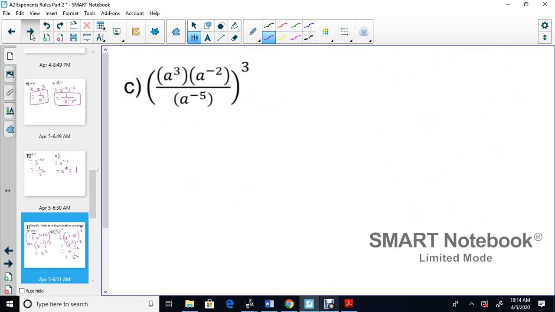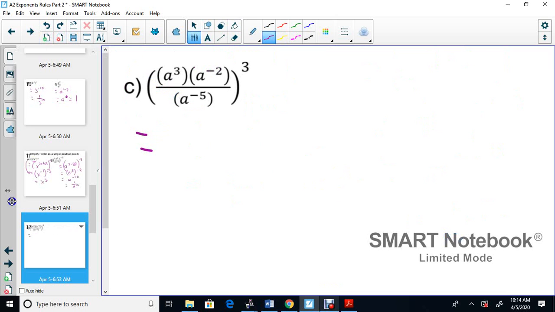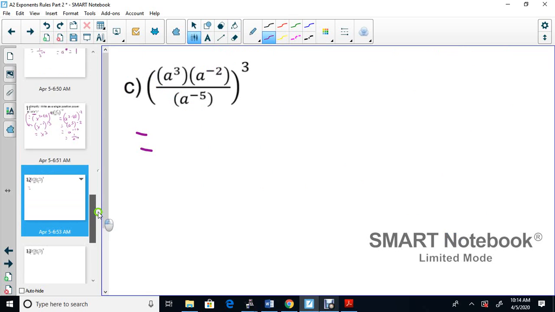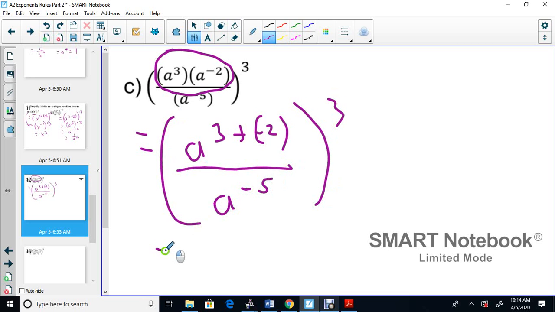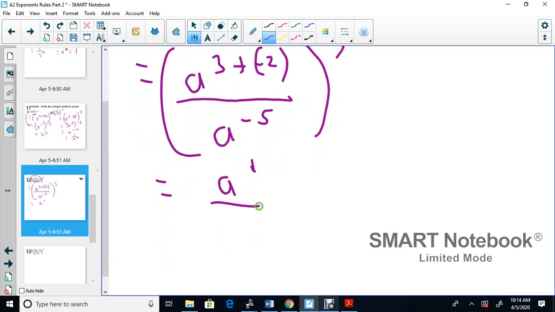Okay, let's move on to this one, which is a little bit more difficult now. Before, I want to make sure I have 2 of these because I want to do this a shorter and faster way. Here on the top, you go 3 plus negative 2. I'm going to just do these 2 top ones. And on the bottom, I have a to the negative 5, and all that is cubed. When I do that, I get a to the 1. You can use your calculator. 3 plus negative 2, so you get a to the 1 here. You can use your calculator there.